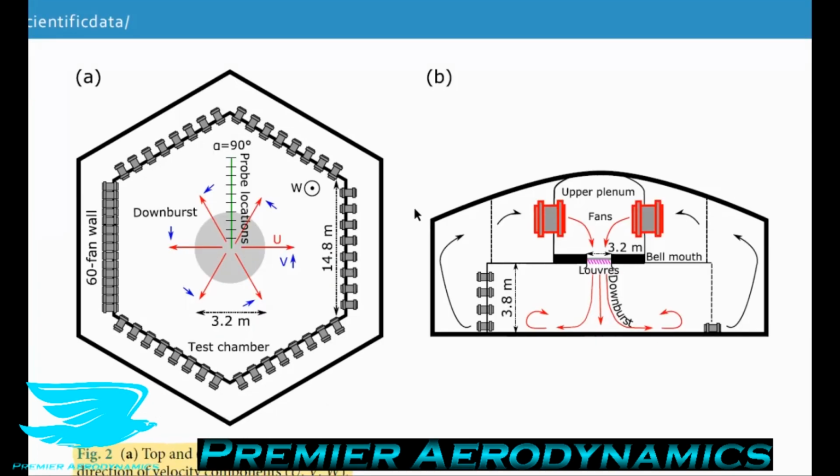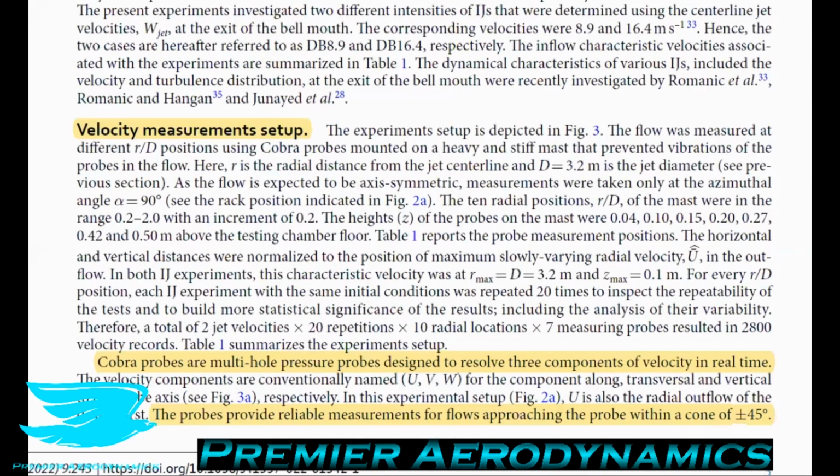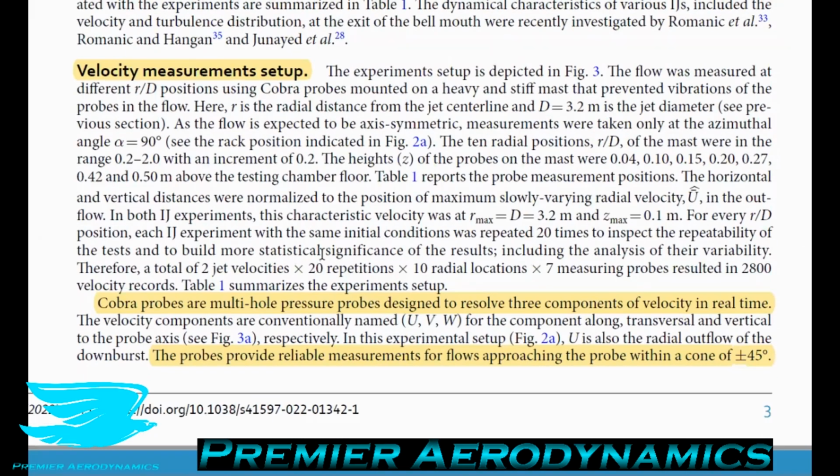And figure 2 shows this setup in a schematic. So the wind tunnel itself, the big room that it's in, is hexagonal, as we mentioned, and the air goes down, gets sucked out by those fans around the walls. The air then goes back up to the top and then gets pushed back into the nozzle. So in figure 3, we're looking at the velocity measurement setup first, and we'll get to figure 3 in a second. So Cobra probes are used here.